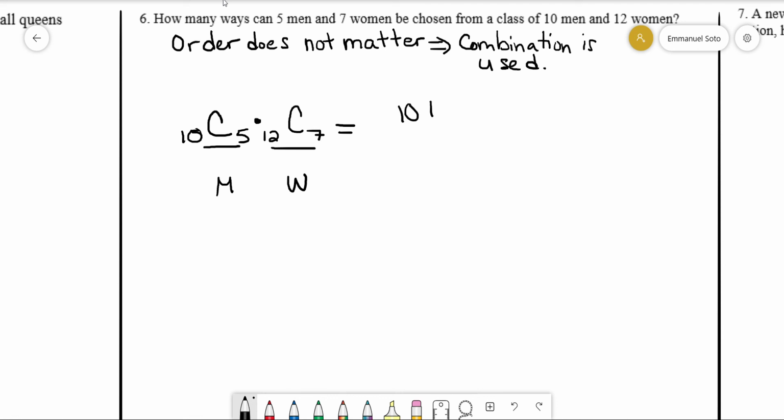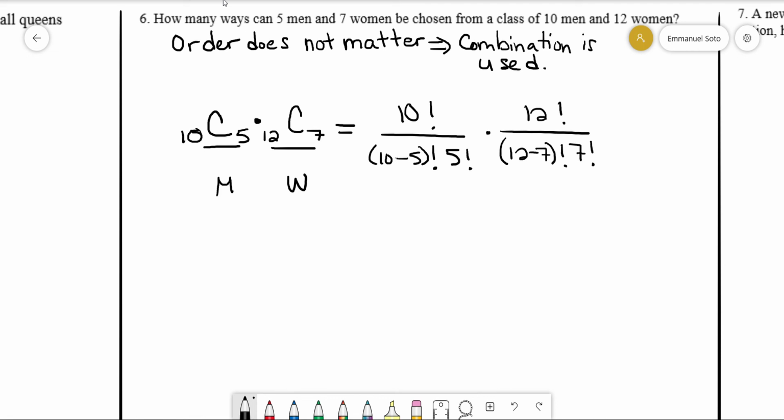So we have 10 factorial over 10 minus 5 factorial times 5 factorial. Now for the women, we have 12 factorial over 12 minus 7 factorial times 7 factorial. Before we expand, I'm going to simplify the bottom. The bottom on the left is 5 factorial and another 5 factorial. On the right, we have 5 factorial, because 12 minus 7, and then 7 factorial.